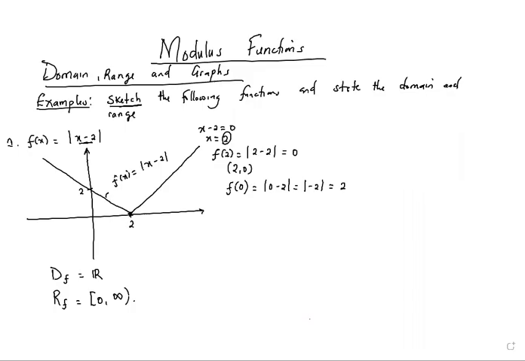Now we're suggesting that when we use 2, we get a value of 0, and for all these x values we'll be getting values. So it means that the domain, meaning what x values can you use, any x value can be used.